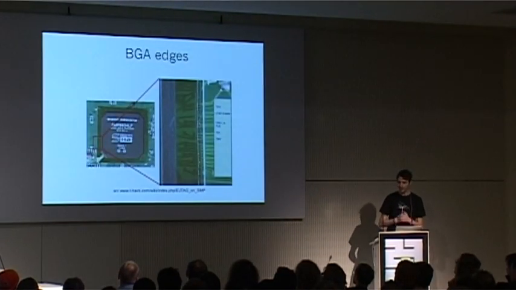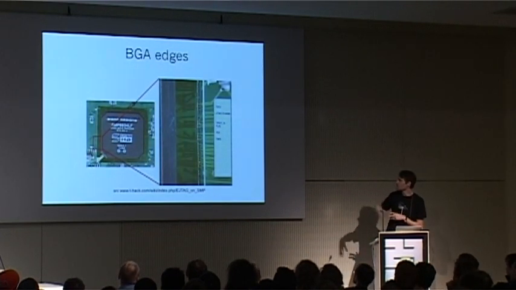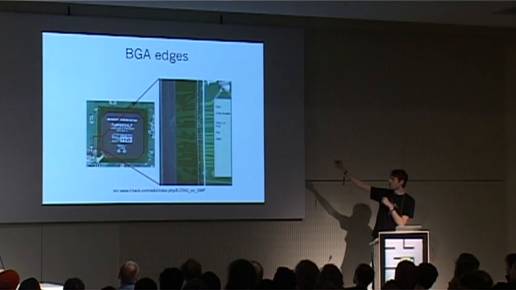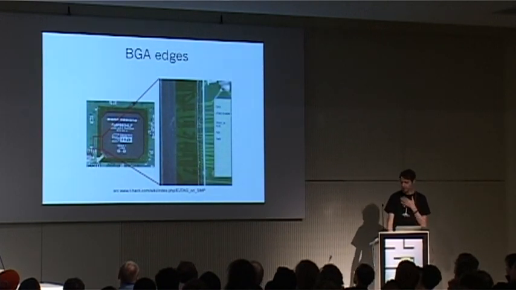Another thing that you might not think to look at is the edges of chips. Here you see JTAG is actually accessible on the edge of the actual microprocessor. So this can also be overlooked.